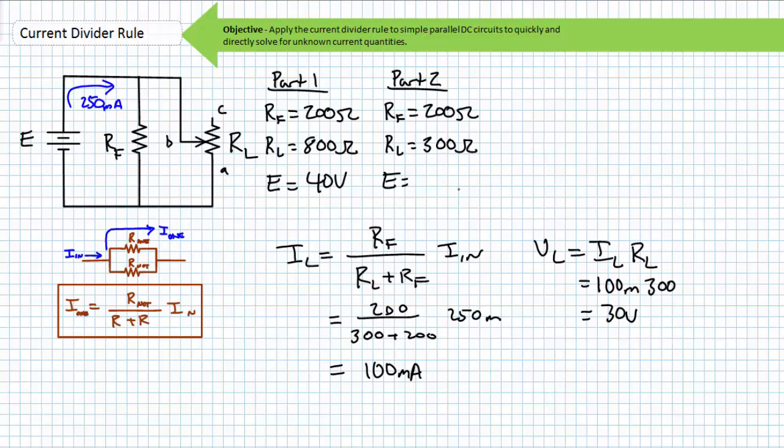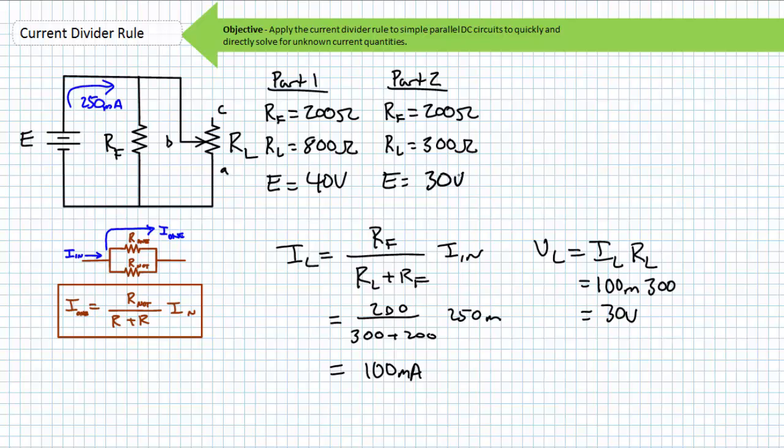Again, given RL is in parallel with our fixed 200 ohm resistor, we are aware that the voltage drop across it is also 30 volts. Kirchhoff's voltage law states that this 30 volt drop must be accompanied by an equal and opposite 30 volt rise. The magnitude of our source for part 2 with RL at 300 ohms must therefore be 30 volts. Notice it took less voltage to push the same amount of 250 milliamperes of current through the parallel combination in part 2 than it did in part 1.